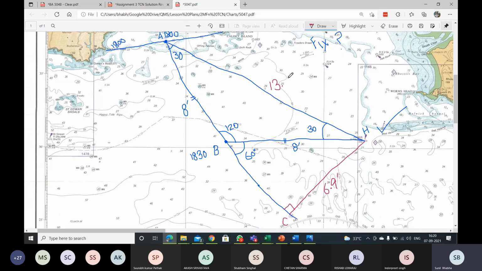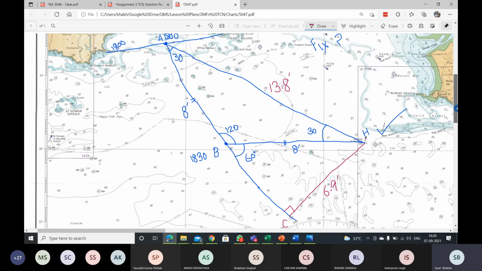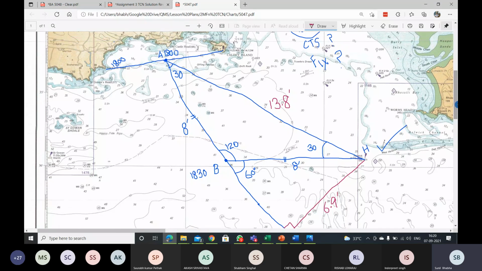Any doubt up to here, beta, in anybody's mind? No, sir. This is basically sine 30 is equal to perpendicular upon hypotenuse. Perpendicular is 6.9. Hypotenuse is Alpha Hotel. So we get the hypotenuse 13.8 miles. So now beta, ये सारा काम हमने रफ में किया है. Now once this is done, we can plot the question easily.